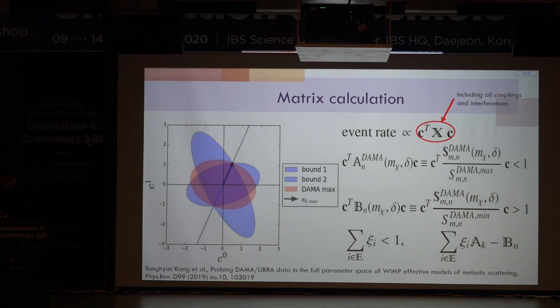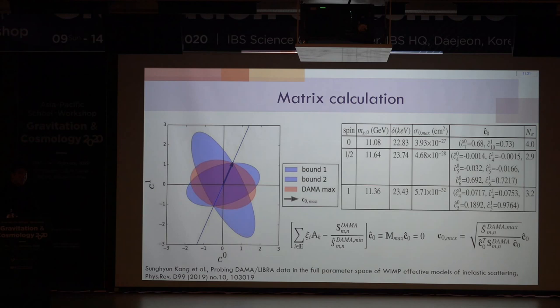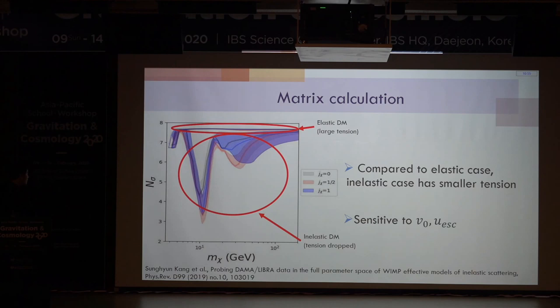So, using total 27 matrices, we found extreme configuration in this table. And once we fix this C0 eigenvector, we can calculate a cross section and N sigma. Here, N sigma means the maximum standard deviation away from the measured value. And this is the main figure of this analysis.